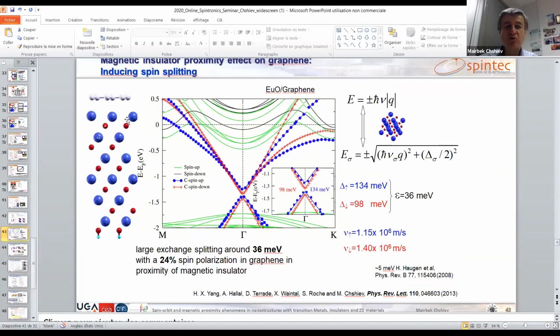Because you see europium termination, and you put graphene on top of it, then this hybridization will play a tremendous role, these 4f states. So that is in the case of europium.